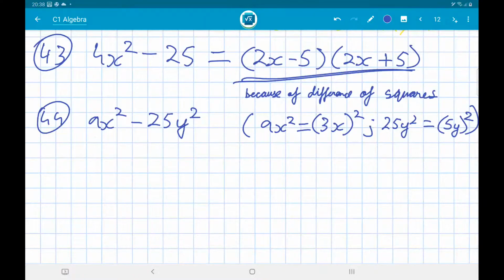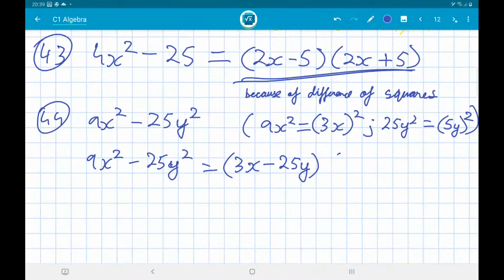So anyways, because of difference of squares, this would be equal to 3x minus 5y and 3x plus 5y.